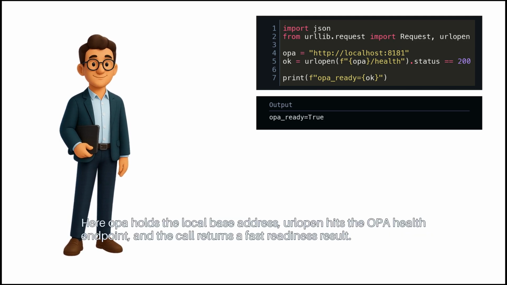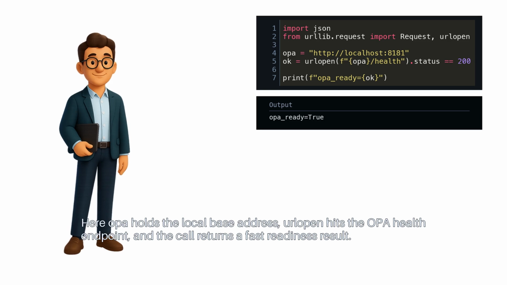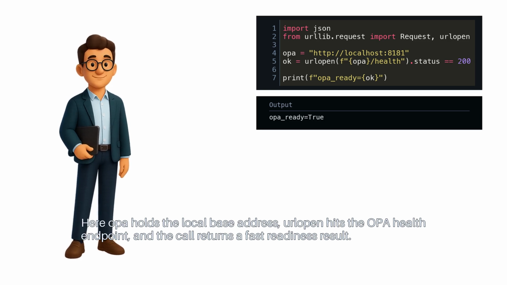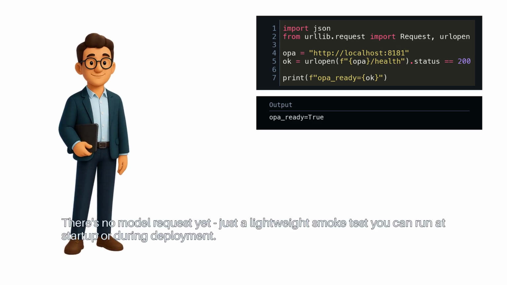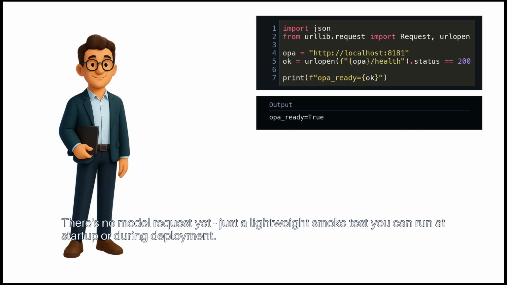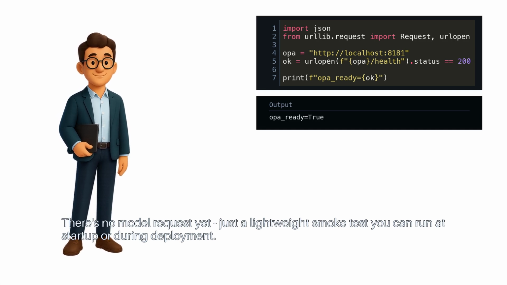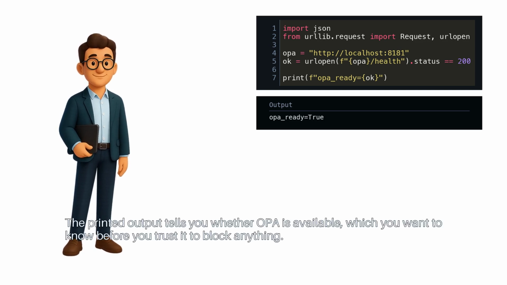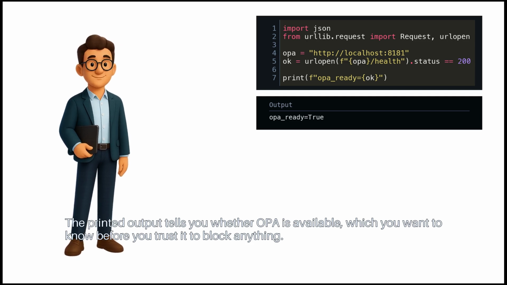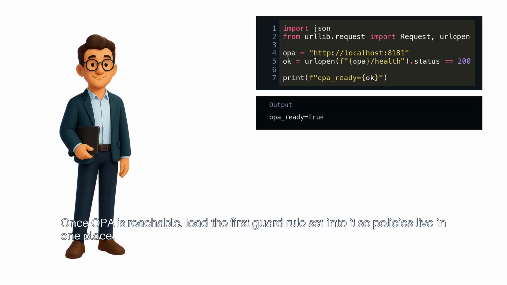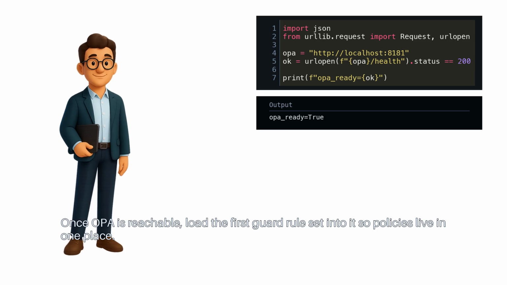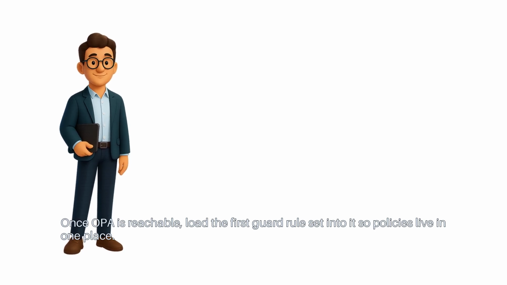Here, OPA holds the local base address. URL open hits the OPA health endpoint, and the call returns a fast readiness result. There's no model request yet, just a lightweight smoke test you can run at startup or during deployment. The printed output tells you whether OPA is available, which you want to know before you trust it to block anything. Once OPA is reachable, load the first guard rule set into it so policies live in one place.